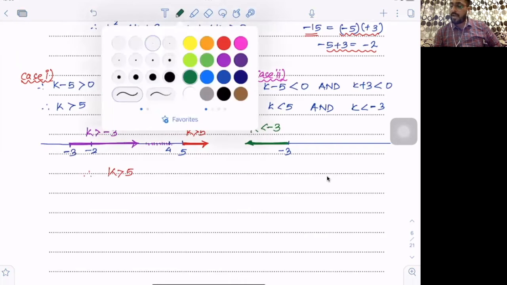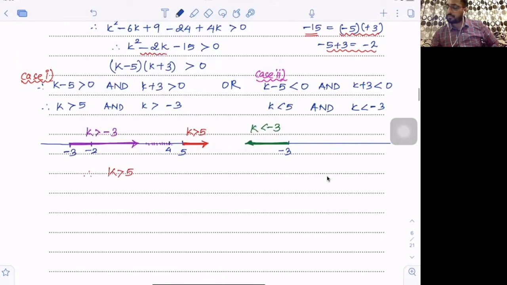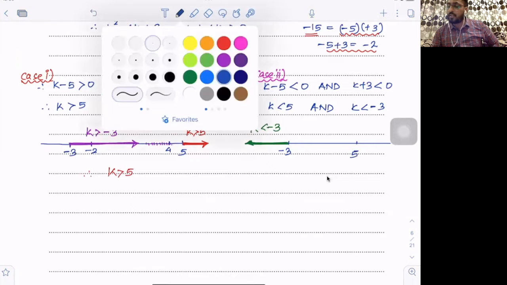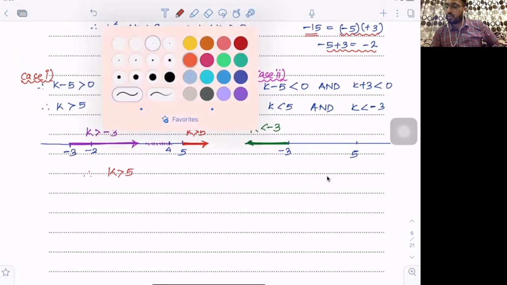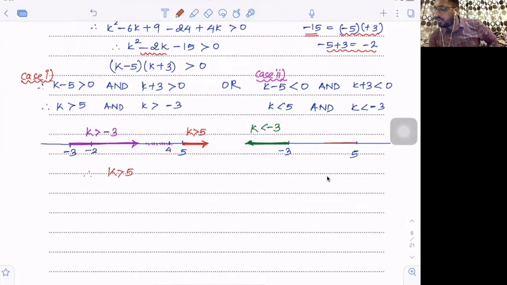And then I have the other value as 5. So let's say this is 5. So I need to take all the values which are less than 5. So I'll take all these values which are less than 5. So when I say less than 5, they include values which are less than minus 3 also, right? So this is k less than 5.